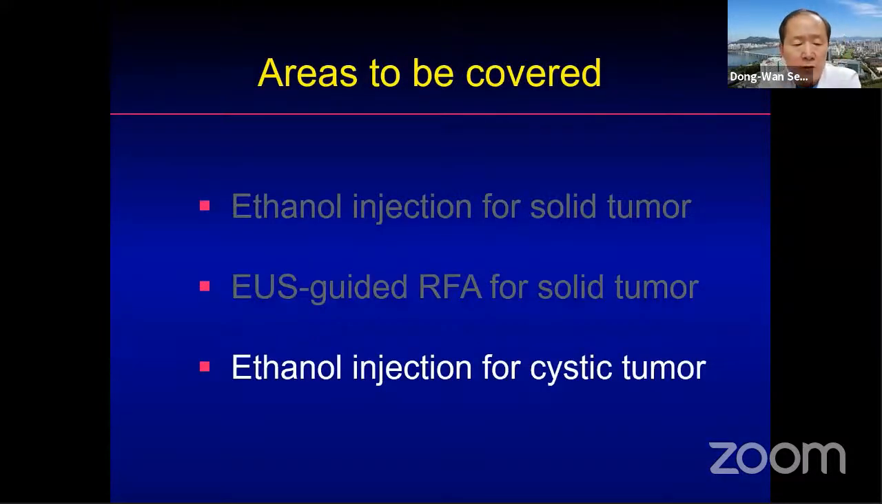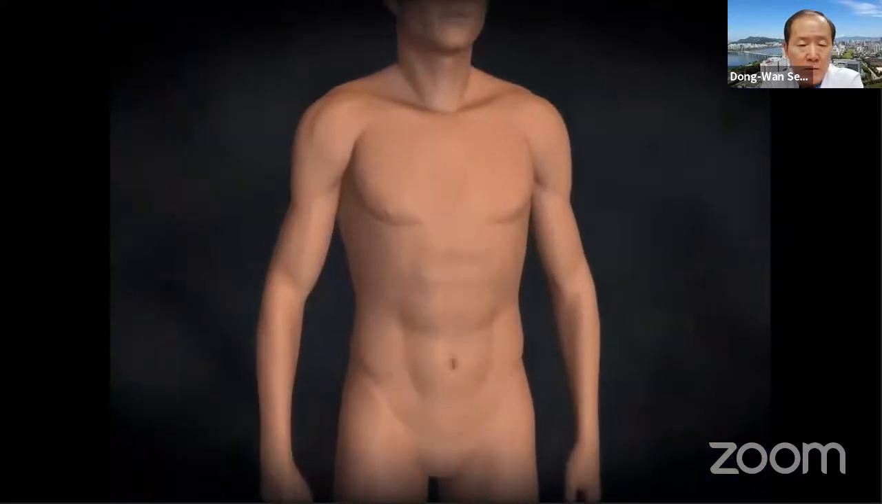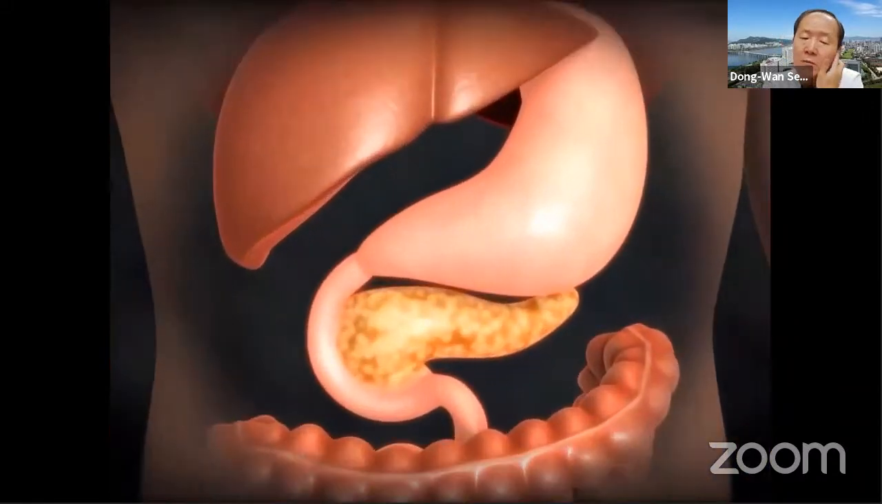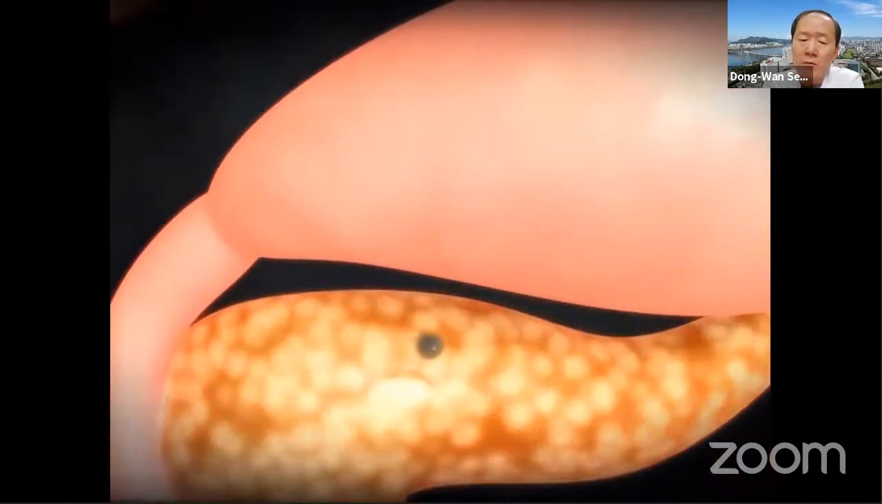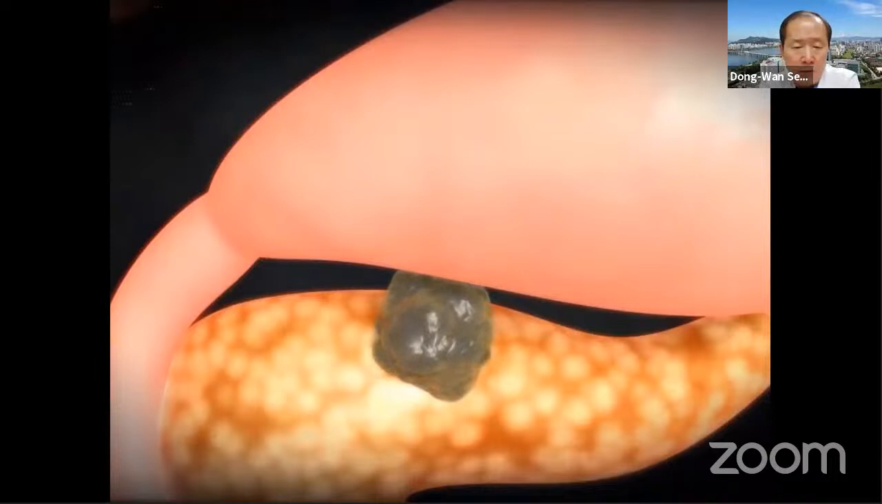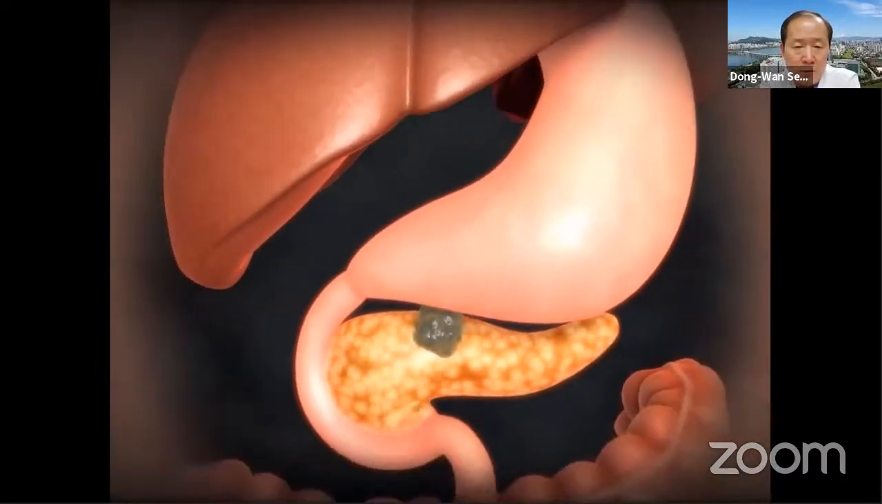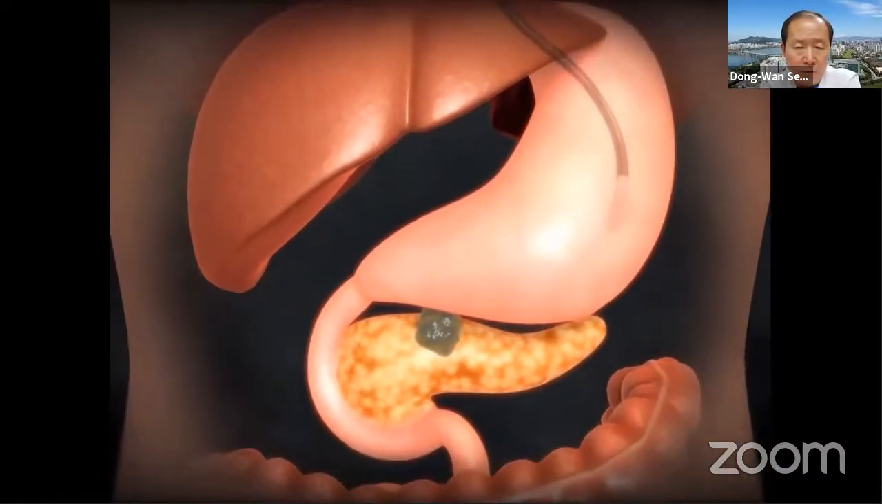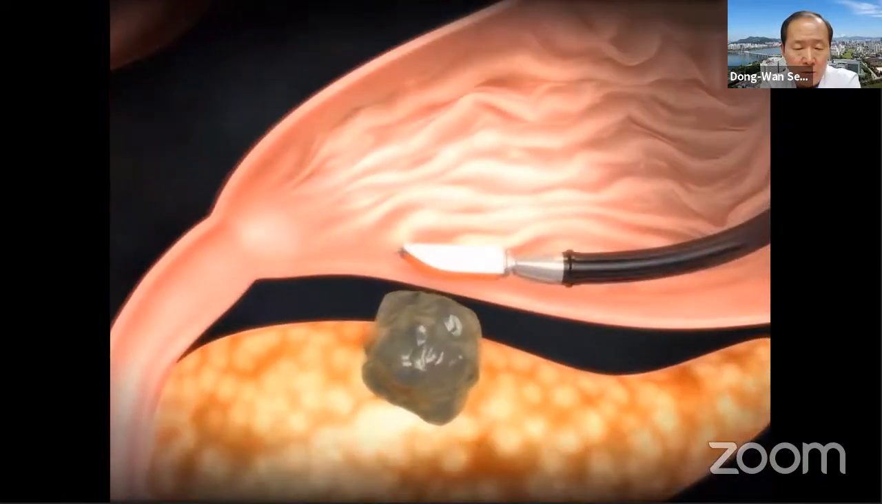Next item is EUS-guided ethanol injection for cystic tumors of the pancreas. This video shows the techniques of EUS-guided ablation of pancreatic cystic tumor. If there is any growing cystic tumor in the pancreas, we can use EUS for the delineation of the lesion.